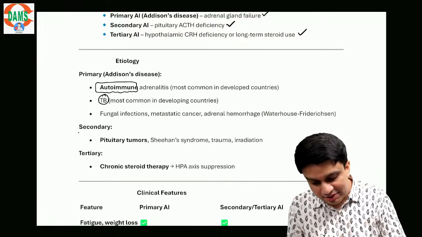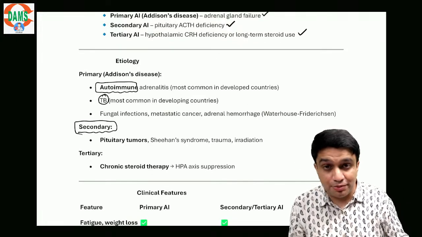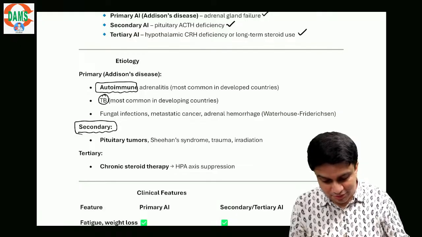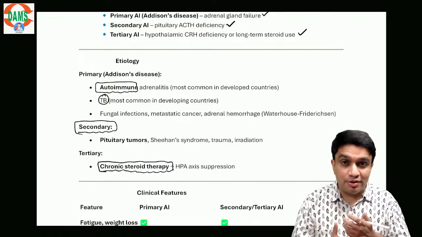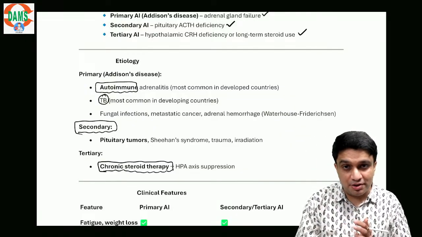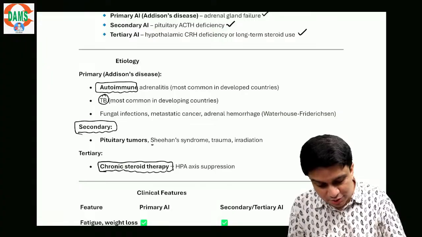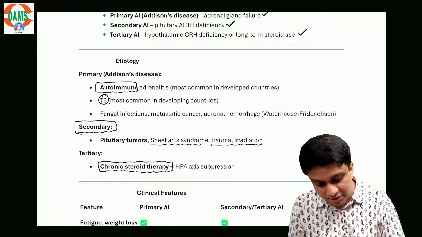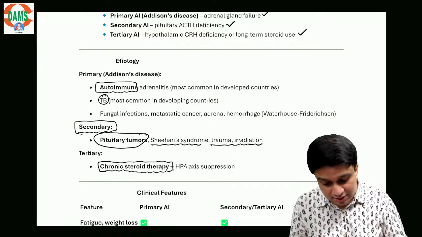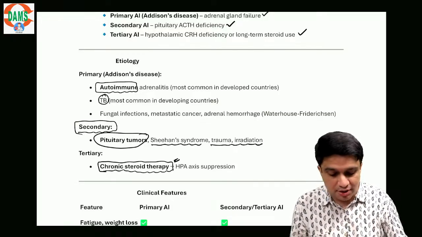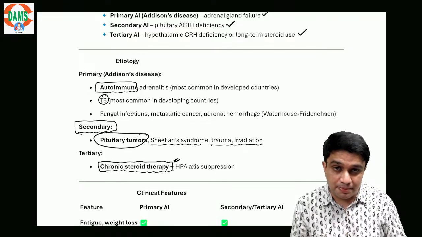Yes. Secondary adrenal insufficiency, what? Pituitary tumors. Chronic adrenal insufficiency. Yes, tertiary is chronic steroid therapy. Secondary adrenal insufficiency is due to Sheehan syndrome, trauma, irradiation, or even pituitary tumor where the corticotrophic cells stop functioning. Tertiary is due to chronic steroid therapy.